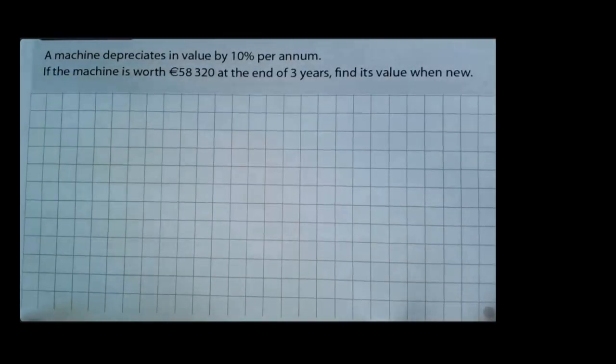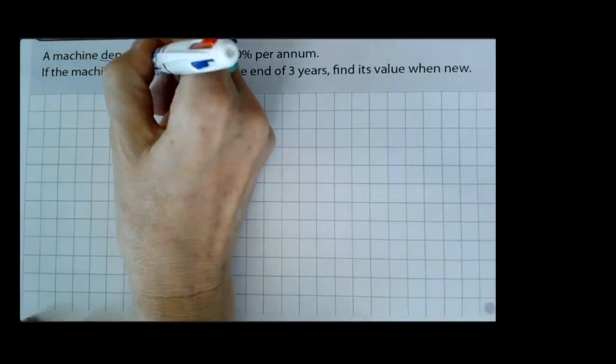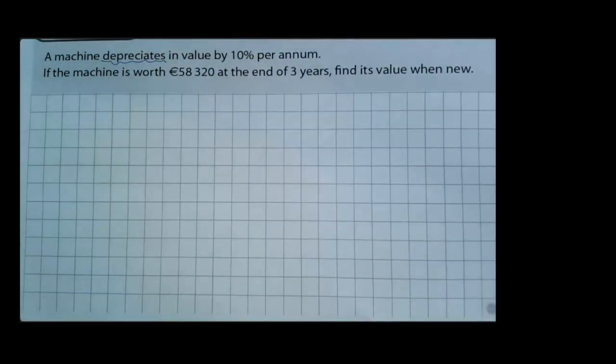Okay, so this is the last question I want to do with you, and this is a question that looks at depreciation, all right? So this is the first question that we have here that we don't have a percentage increase. This time we are losing money. This word depreciate means you're losing a certain percentage value, all right? So this machine depreciates in value by 10% per annum. If the machine is worth 58,320 at the end of the 3 years, find its value when new.